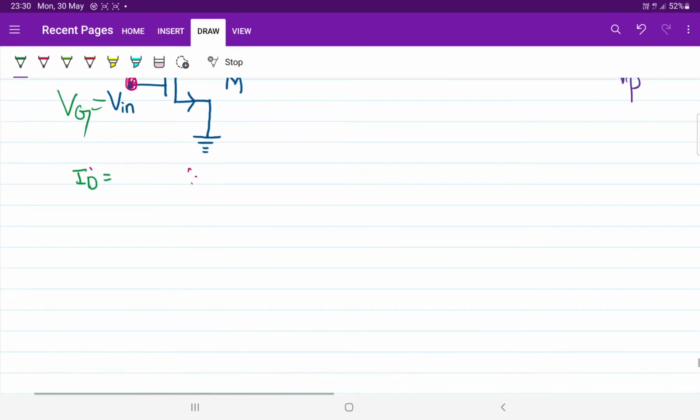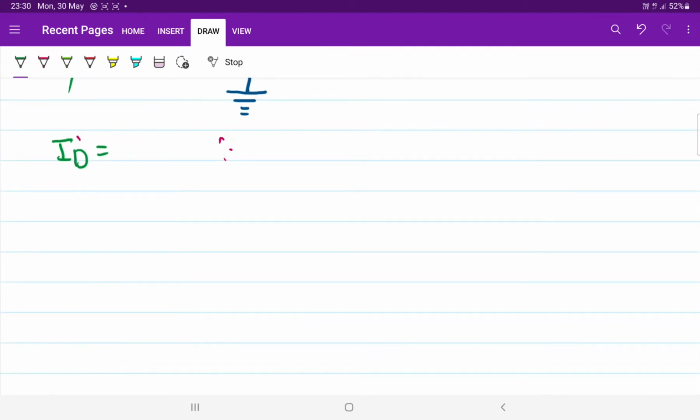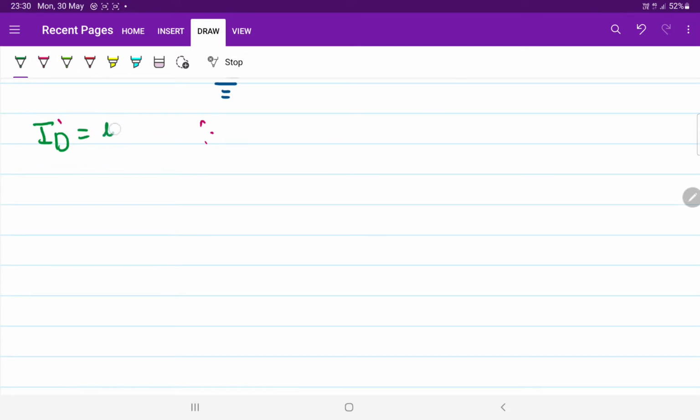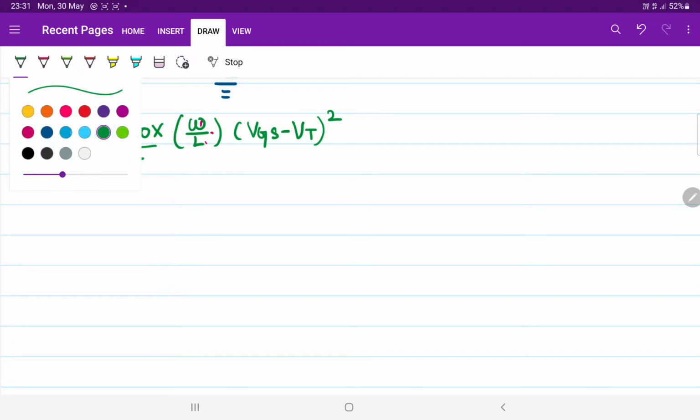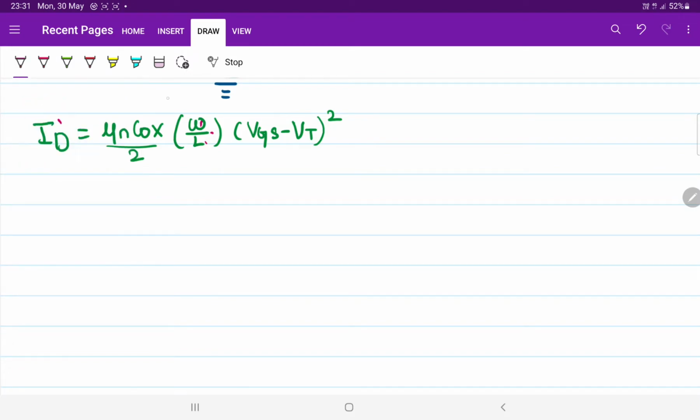In the saturation region, you know what is the expression for drain current? This can be written as mu n Cox W by L divided by 2 into (VGS minus VT) whole square. Yes or no? I hope you all know these things. Yes sir. So the next thing, let us see.